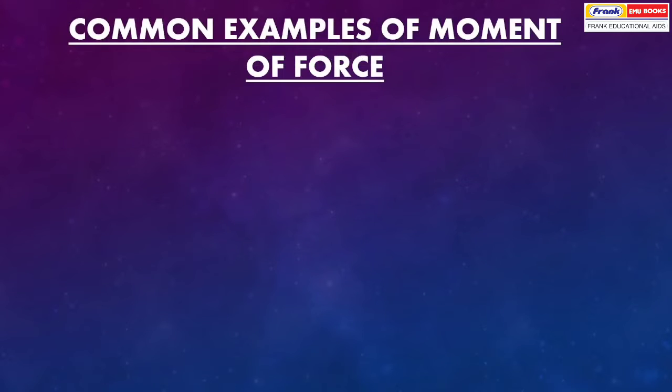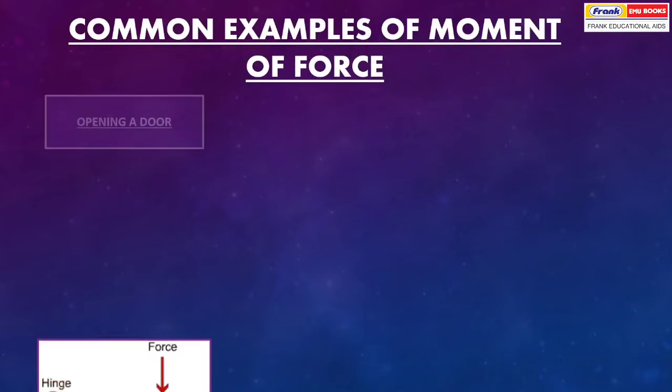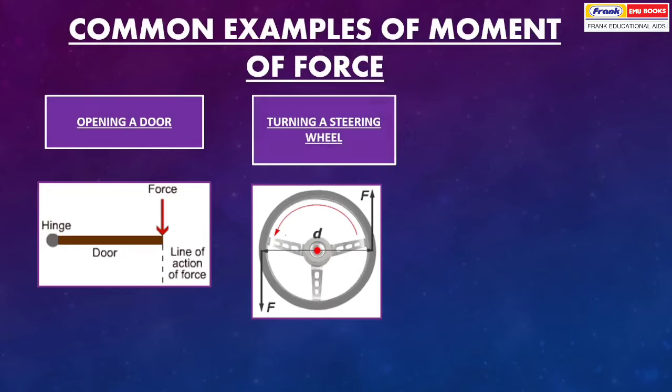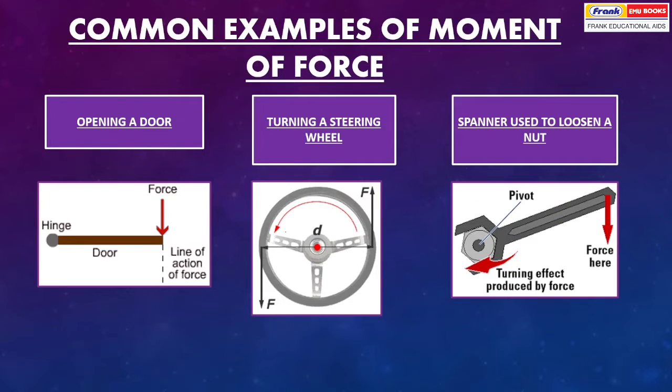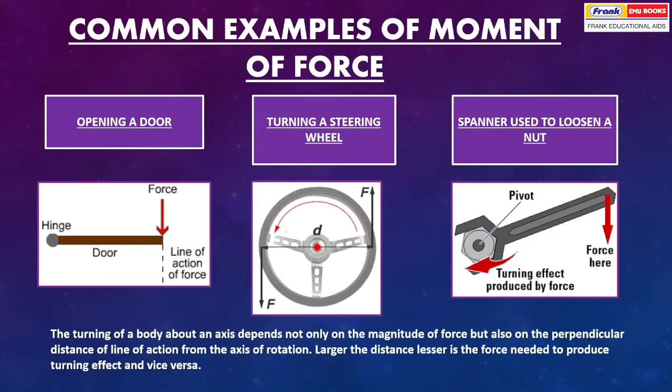Common examples of moment of force: opening a door, turning a steering wheel, a spanner used to loosen a nut. The turning of a body about an axis depends not only on the magnitude of the force, but also on the perpendicular distance of the line of action from the axis of rotation. The larger the distance, the lesser is the force needed to produce the turning effect, and vice versa.